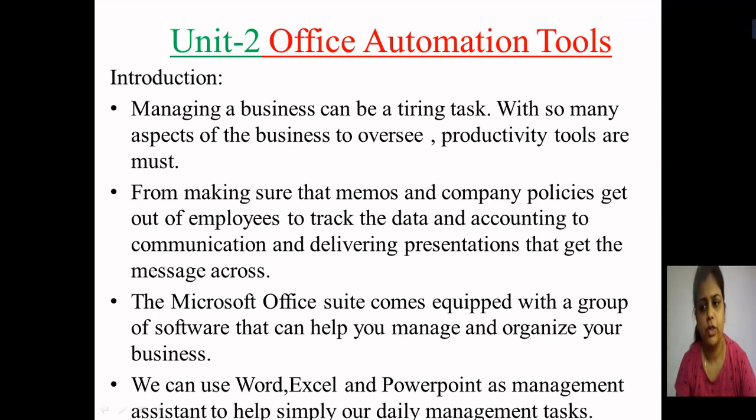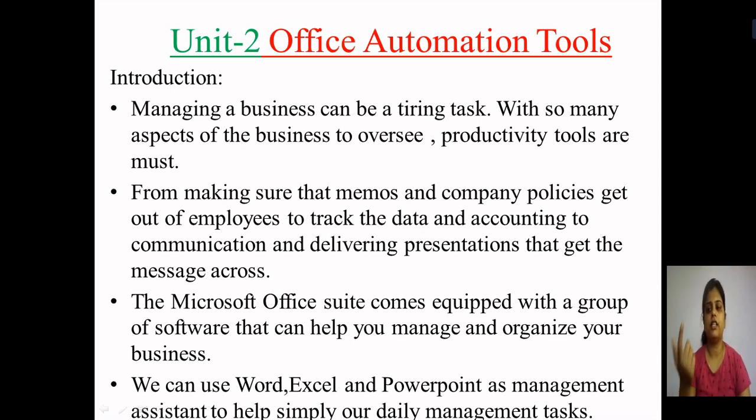Hello students, today we are going to start with a new unit, that is Office Automation Tools. In the previous chapter we studied the Introduction to Computer and its operating system. We saw the different types of operating systems in the last lecture, as well as the different types of applications performed in an office. We also saw some of the applications of Windows.